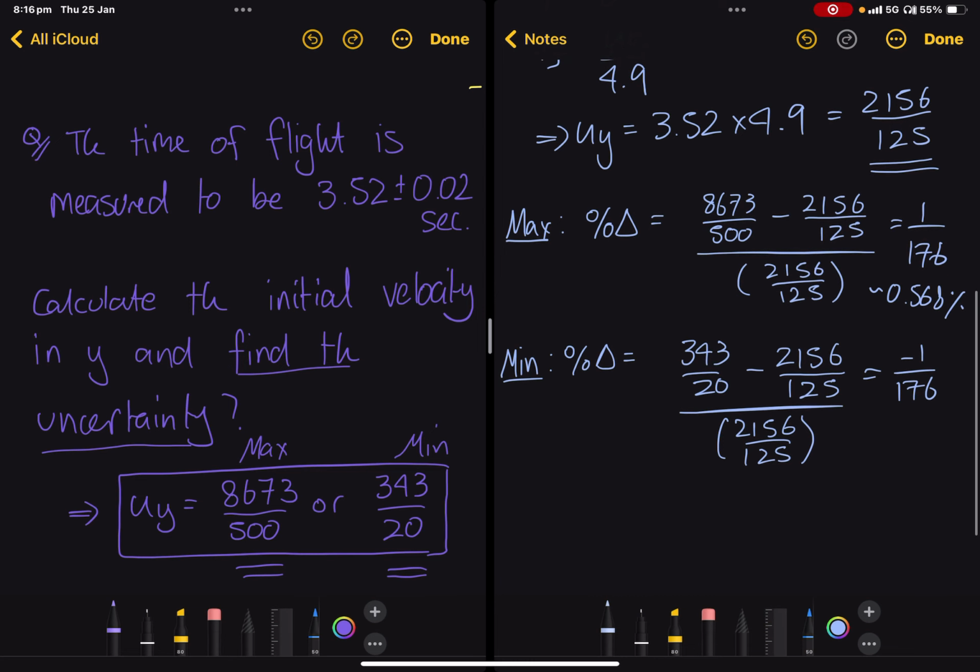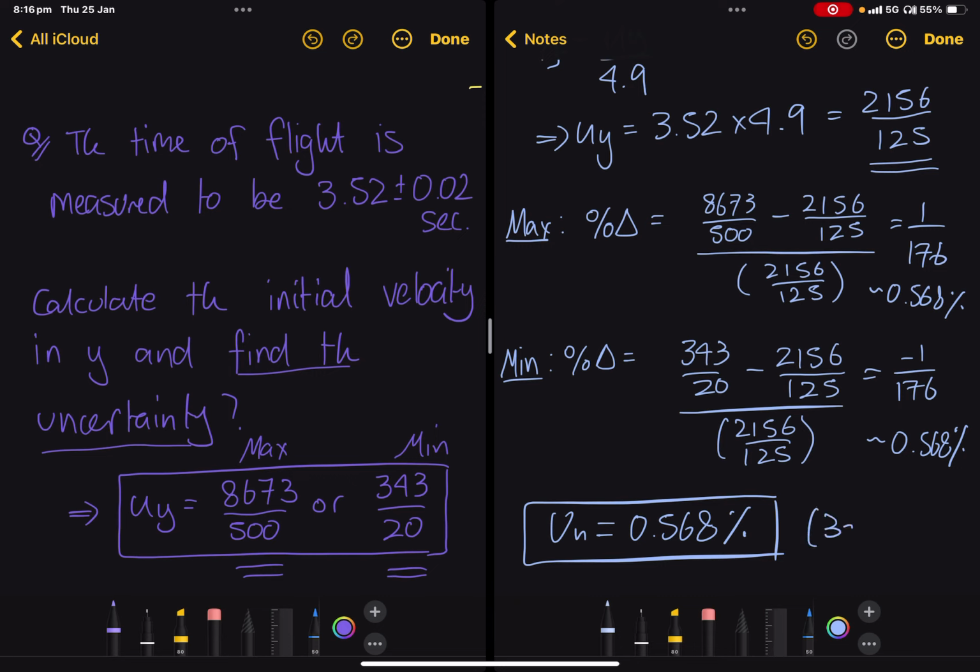So this is exactly the same, about 0.568%. And so therefore when it says find the uncertainty, in this case it is equal to 0.568%. And this is rounded to 3 decimal places. You could do this in a longer form if you want, but this is pretty much good enough for almost all calculations. This is how far either one of the initial velocities could be from the expected initial velocity. So this is the answer that we're after here, and this is one way to go about this question.